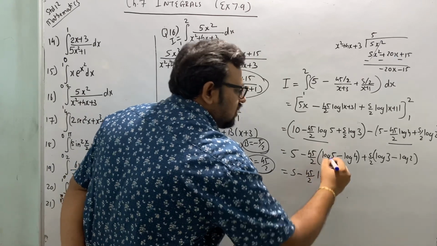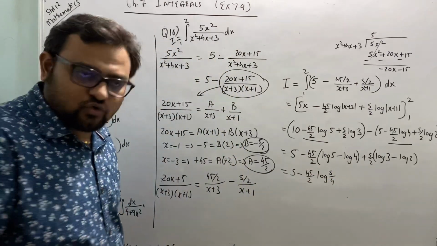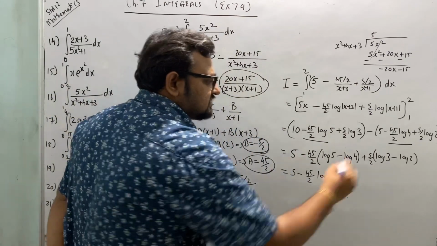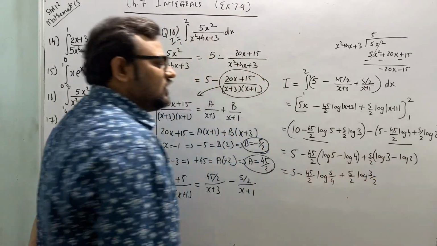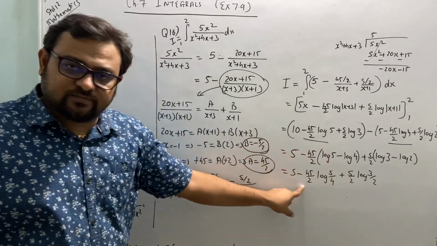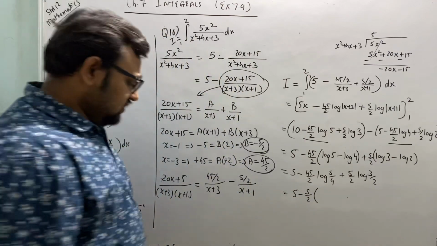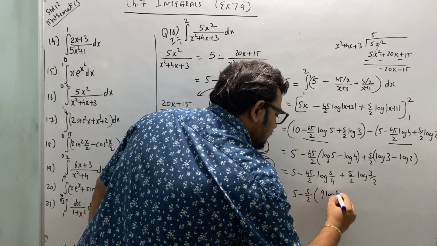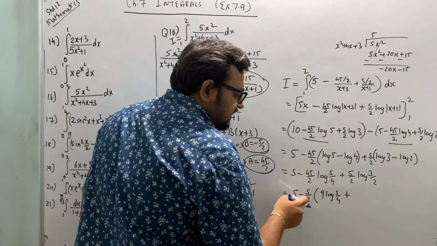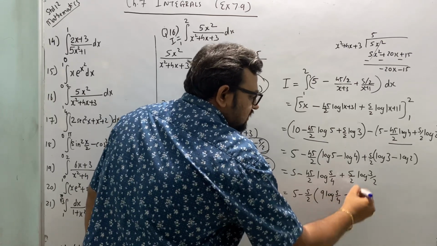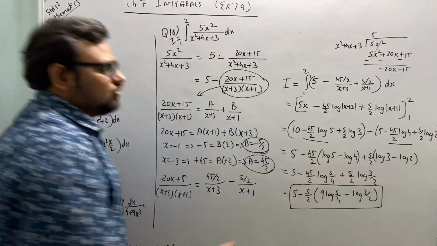So this will be 5 minus 45 by 2 log, it's subtraction, so it will be division, 5 by 4, plus 5 by 2 log, subtraction, division, 3 by 2. I can take 5 by 2 common here. So this will be equal to 5 minus 5 by 2, so it will be 9 log 5 by 4, plus, as it is minus sign we have taken common, it will be minus log 3 by 2. Clear?